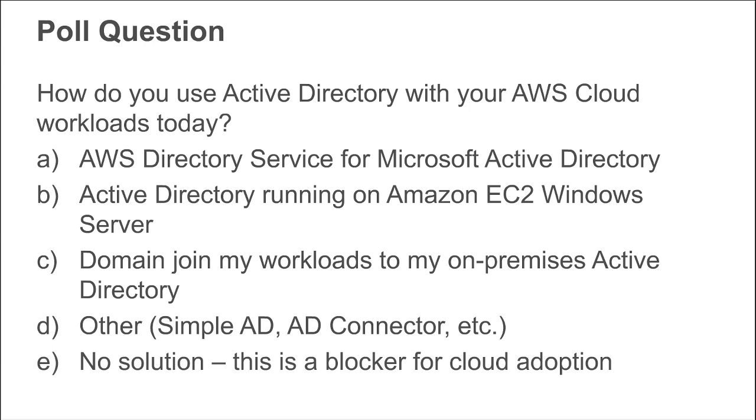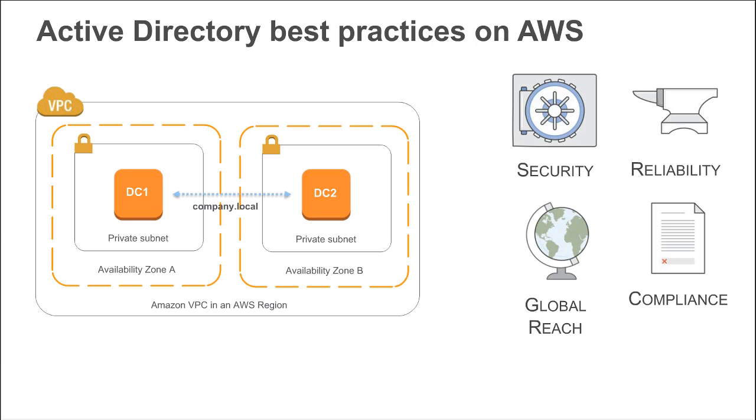And of course, the last one was no solution, which is not the best solution, definitely. So how do you build Active Directory best practices on top of AWS? There are 4 key pillars that our customers are mainly requiring when deploying Active Directory on top of AWS.